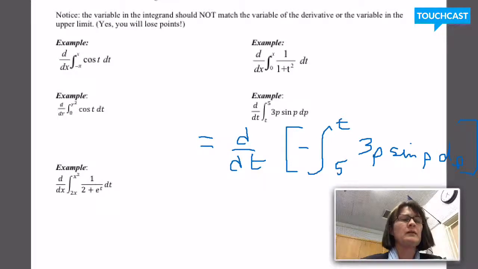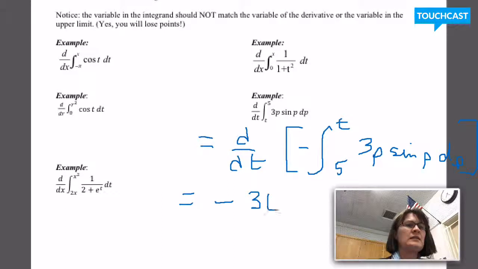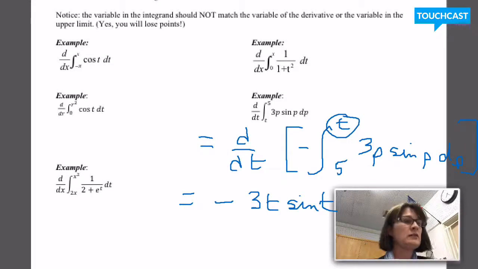There's a big bracket. So now I'm taking the derivative with respect to time of this integral. The lower limit is a constant, the upper limit is the variable t. That negative is just going to factor out to the front, and I'm going to get the opposite of 3t sine t. That's the integrand, which was 3p sine p, with all the p's switched to t's, because t is my upper limit.